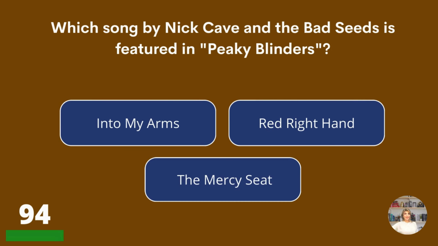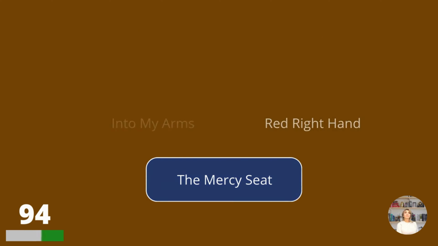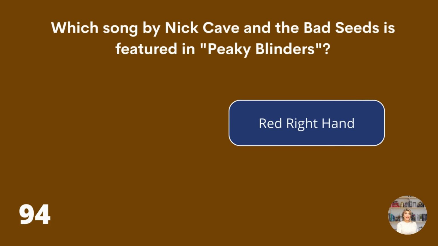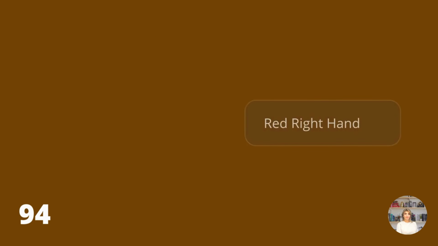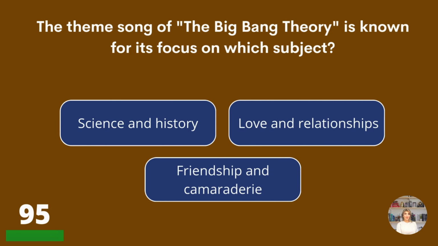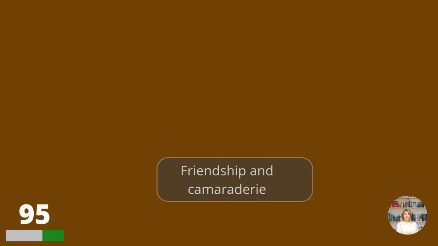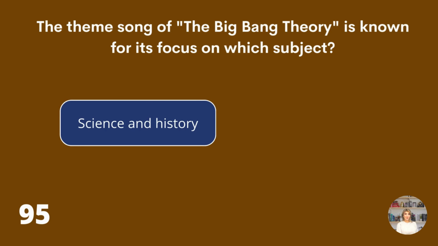Which song by Nick Cave and the Bad Seeds is featured in Peaky Blinders? Into My Arms, Red Right Hand, or The Mercy Seat? Red Right Hand. The theme song of The Big Bang Theory is known for its focus on which subject? Science and history, love and relationships, or friendship and camaraderie? Science and history.